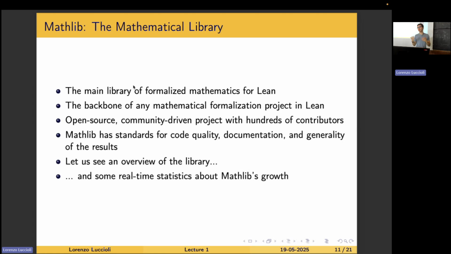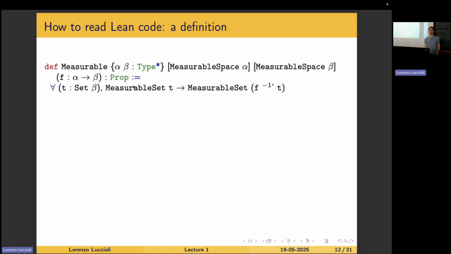But yes, theorem and lemma is just notation, really. Okay, let's go on and see now. I've written some code, but you will not have understood what's written in there. So let's try to understand how to read Lean code.